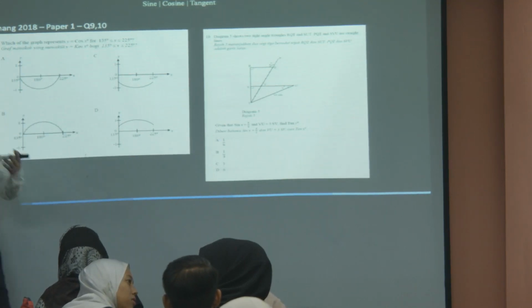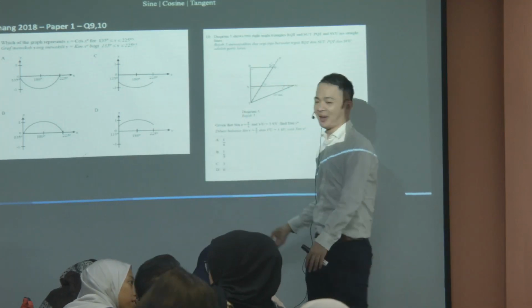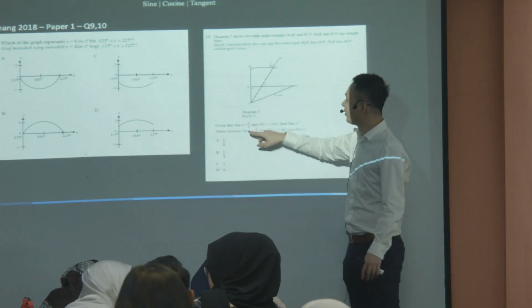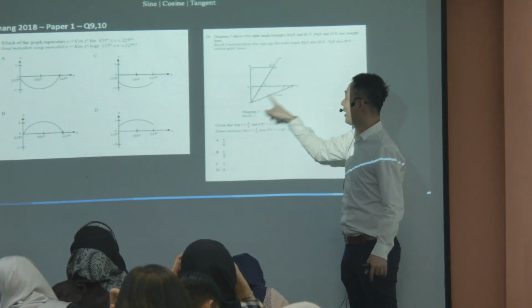3 over 5 is a 3 over 5. Okay, because sine cannot be more than 1. 9 over 5 is more than 1 already. Definitely give you math error. So this number is 3 over 5. Okay, 3 is opposite, 5 is hypotenuse.